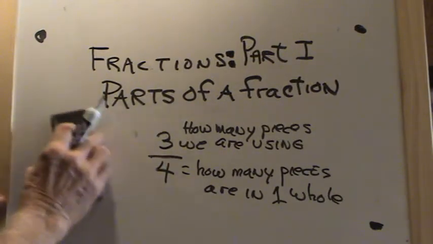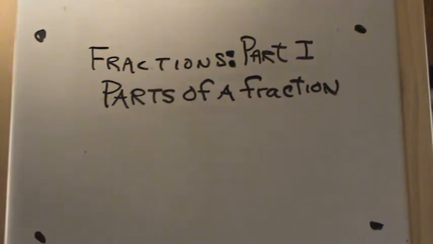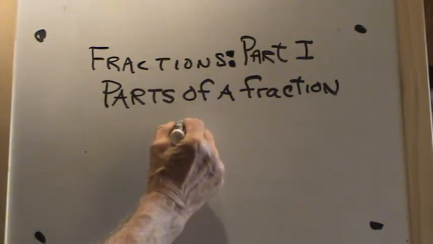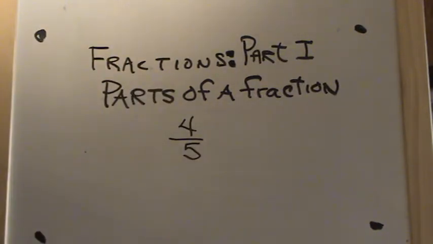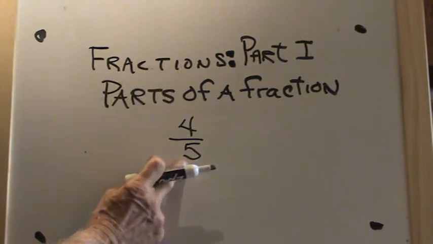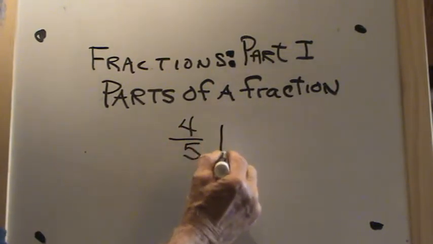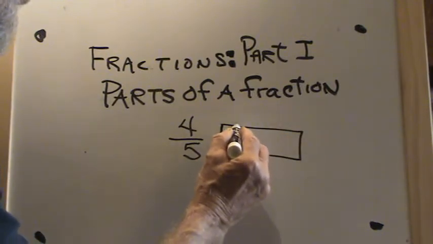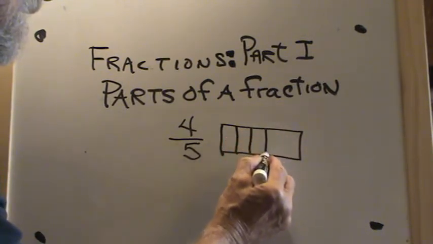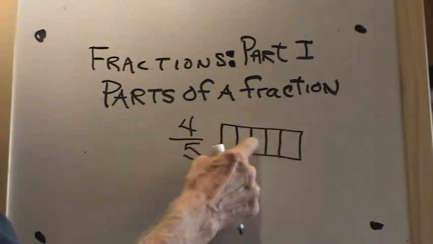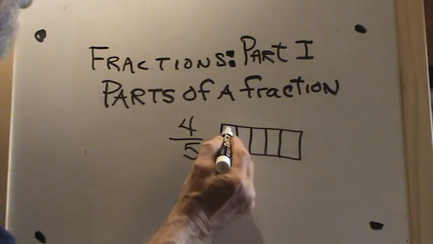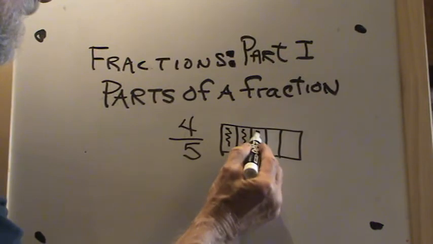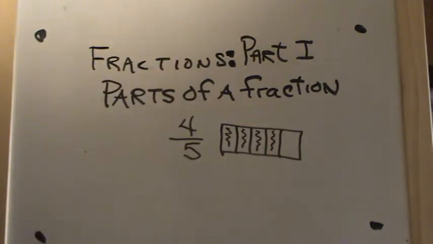Let's take a look at another fraction. Let's take this fraction, 4/5. Well, the bottom part, the denominator, tells us there are 5 pieces in one whole. One, two, three, four, five. 5 pieces in one whole. The top part tells us how many pieces we're interested in. 1, 2, 3, 4. Let's look at another one.